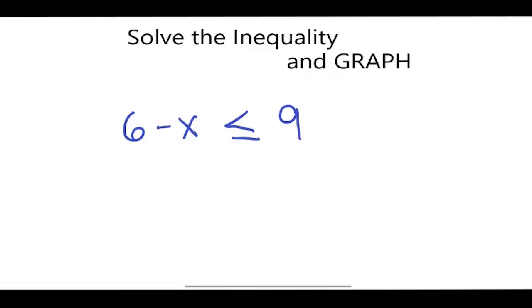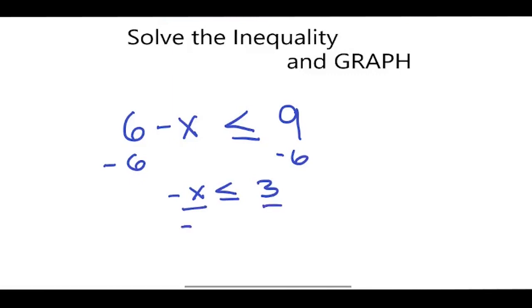So let's say we have 6 minus x is less than or equal to negative 9. Well, I want to solve and graph this inequality. So I want to move that 6 because I want the x to be by itself. So I'm going to subtract 6 on both sides, leaving me with negative x is less than or equal to 3. Well, I want to get x by itself, so I need to divide both sides.